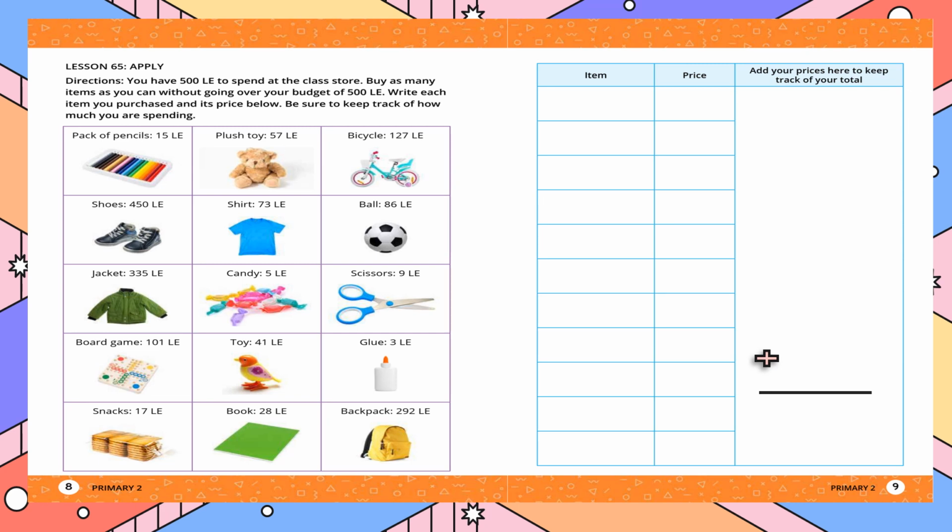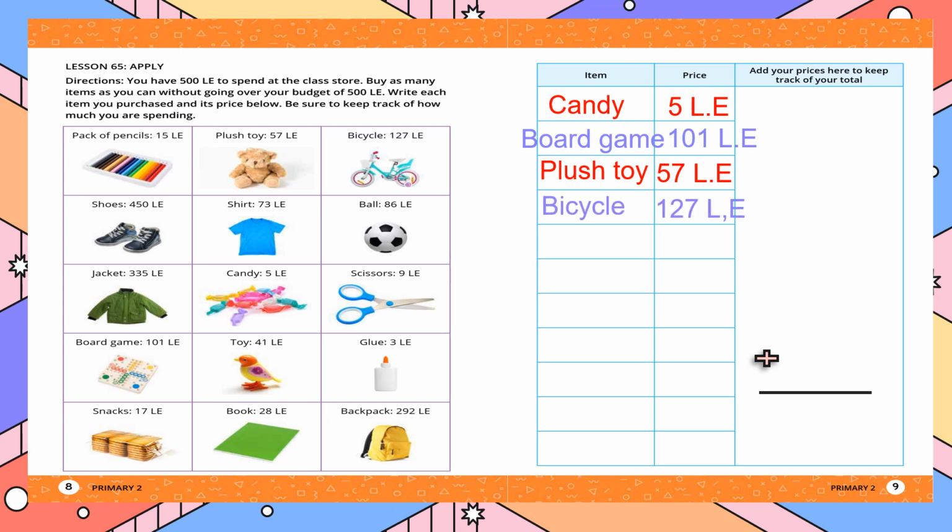So the first item we will buy is candy. It's for 5 LE. And second item, I will buy a board game for 101 LE. Next one, I will buy a plush toy for 57 LE. Next item, I will buy a bicycle for 127 LE.